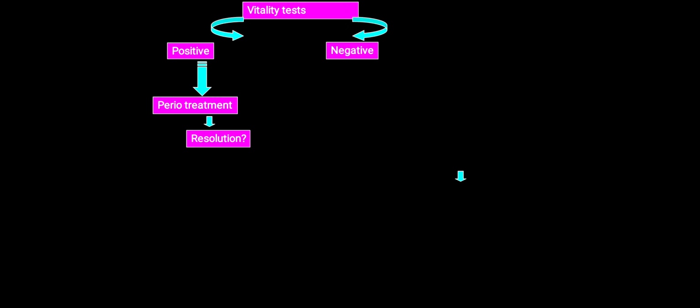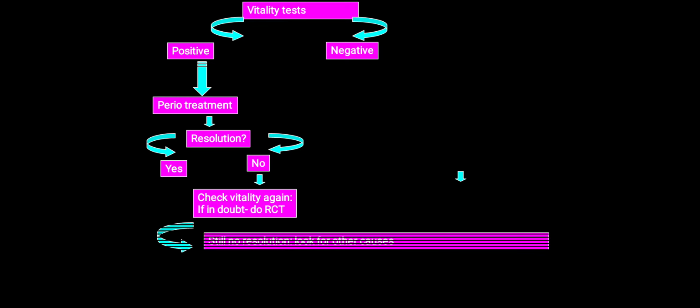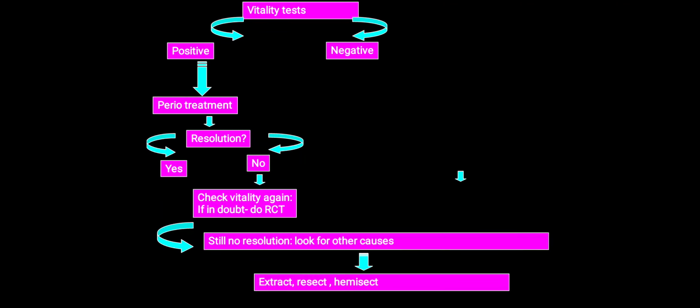If the vitality test is done and the tooth is vital, then perio treatment will be done, and we will check the resolution. If there is negative resolution, then we check vitality again, and if there is any doubt, we do the endodontic therapy, that is root canal treatment. If there is still no resolution, then we find the other causes of the infection, and at last the treatment option will be extraction, resection of the roots, or hemisection of the root. If the vitality test is negative, then root canal treatment will be carried out.